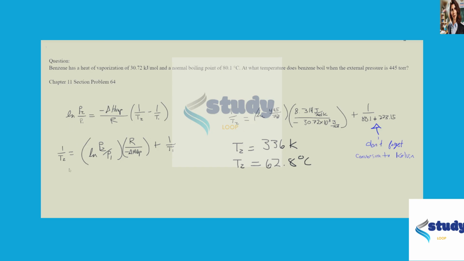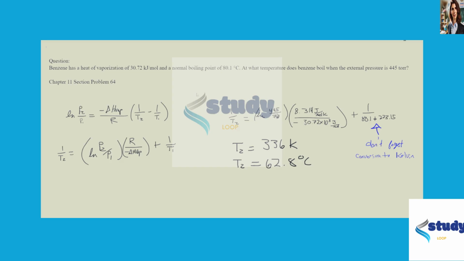So if we rearrange this equation to isolate 1 over T2, we can plug in the numbers required. That equation looks like 1 over T2 is equal to the natural log of P2 over P1 times R over minus ΔHvap plus 1 over T1.